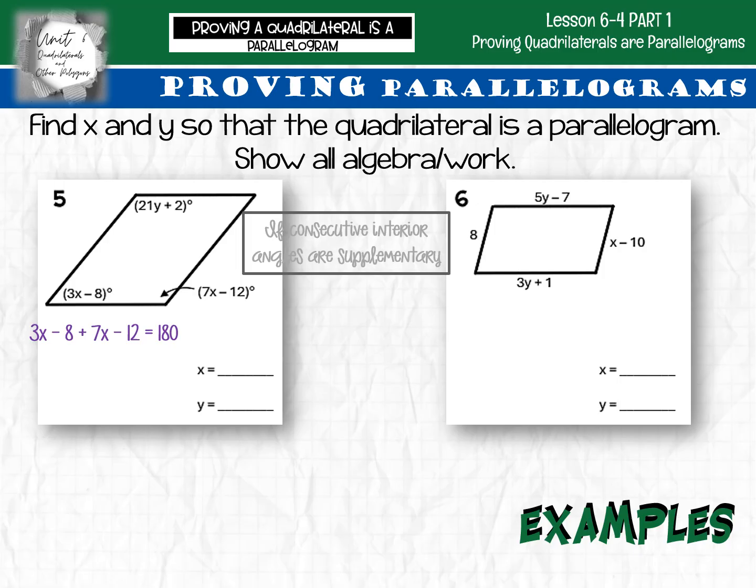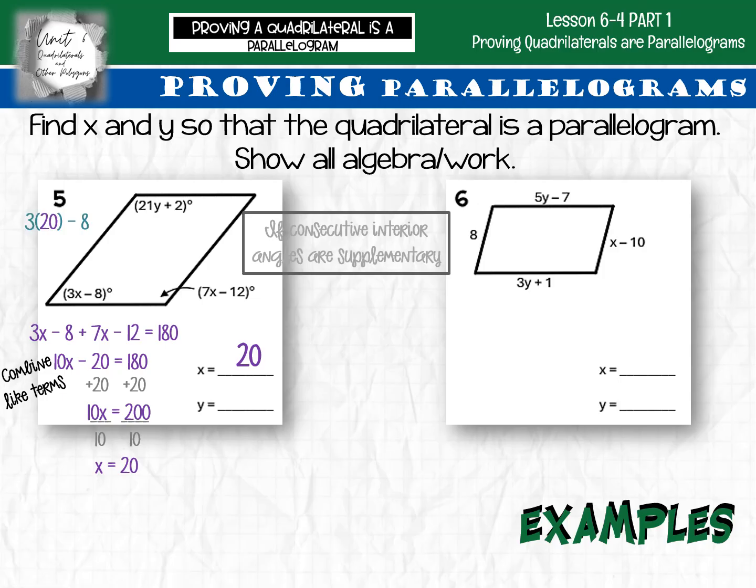3x minus 8 plus 7x minus 12 equals 180. Combine like terms. We're going to have 10x minus 20 is 180. Add 20 to both sides. 10x is 200. Divide both sides by 10. X is 20. So x is 20.